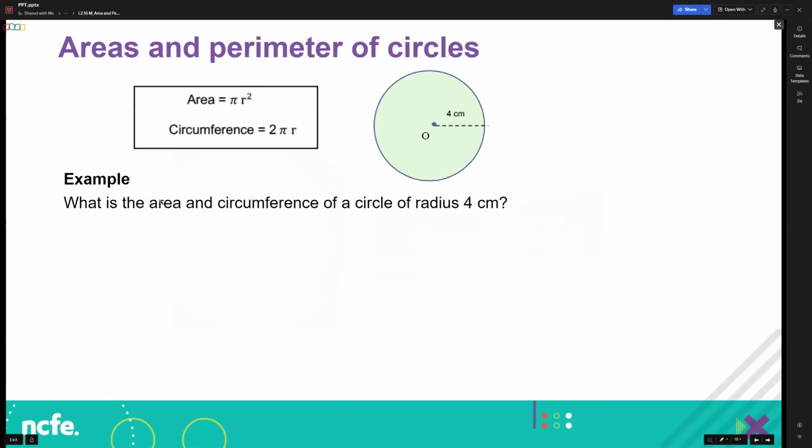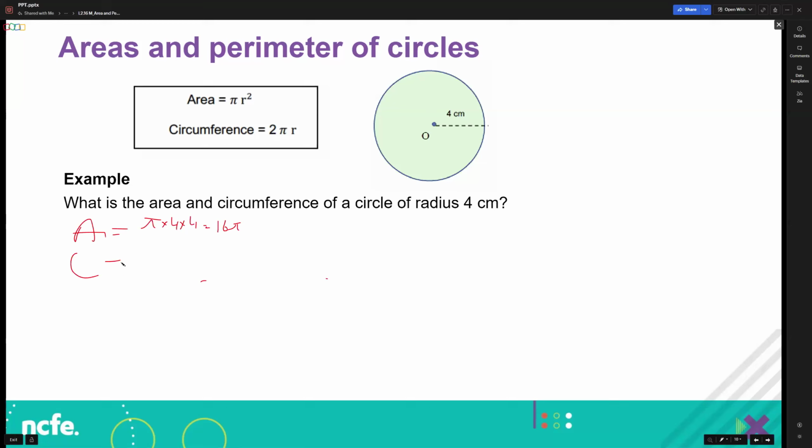Okay, so what is the area and circumference of a circle? Let's figure it out. I'm going to just show you how to do it. I'm going to leave it in the form of pi because I don't have my calculator right now. So area equals pi times 4 times 4, which is just 16 pi.